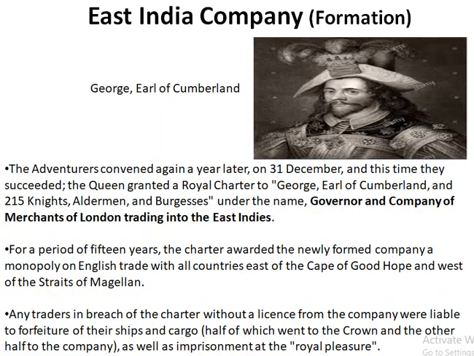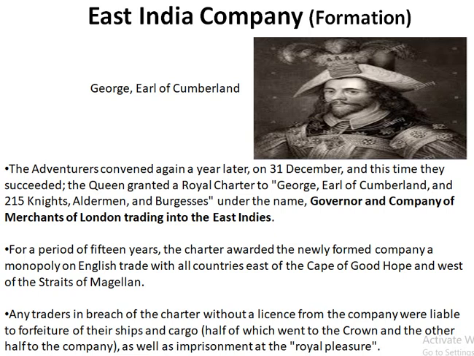So this is the man, George, Earl of Cumberland, who was given the consent and the royal charter for the company. The adventurers convened again a year later on 31st December, and this time they succeeded. The Queen granted a royal charter to George, Earl of Cumberland, and 215 knights, aldermen, and burgesses. These are the positions and ranks: knights, aldermen, and burgesses. These were given the charter under the name Governor and Company of Merchants of London, trading into the East Indies.